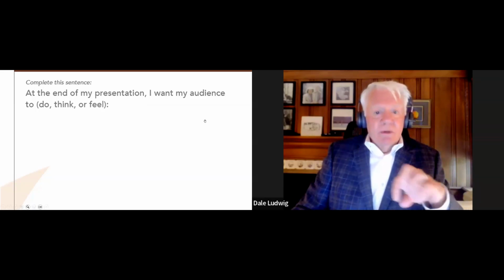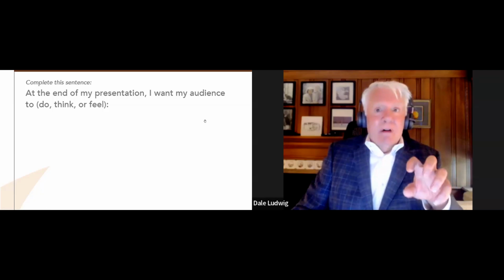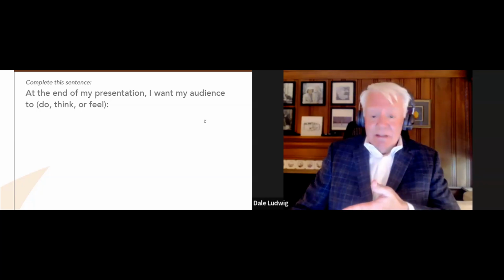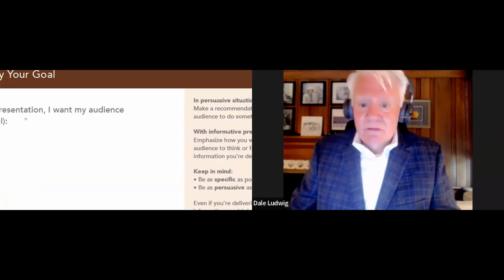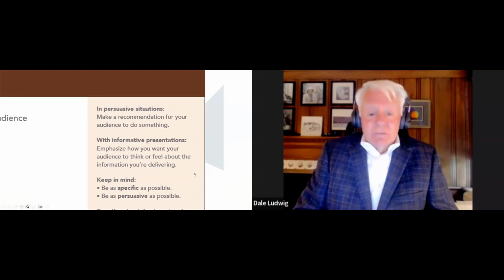It's important to think about those verbs, do, think, or feel, because it will help you identify exactly how you want them to respond to the information you're delivering. As we can see on the right-hand side of this, if you can scoot over there, Greg, thank you. Let's look at persuasive versus informative.